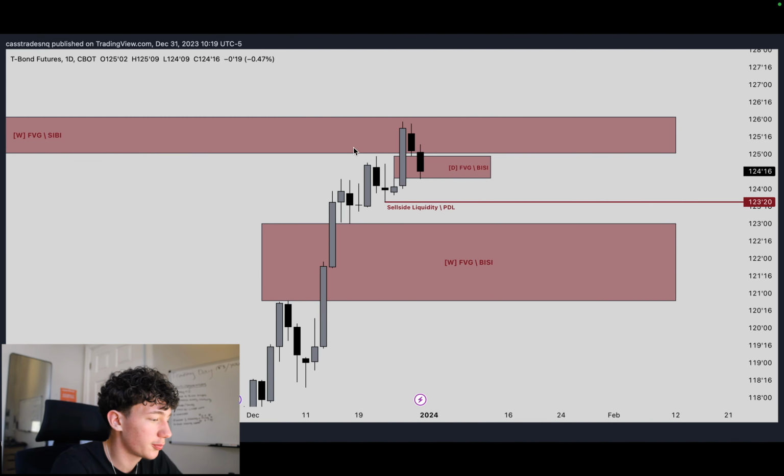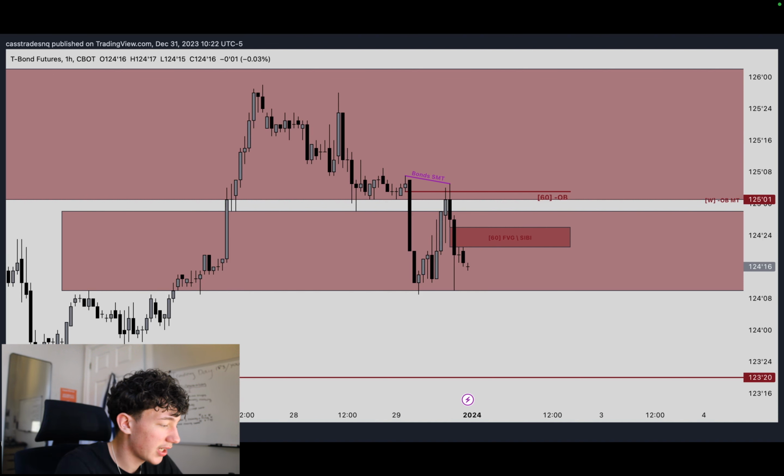Then everything levels transposed down to the daily chart. Then we have this BISI here that we're currently trading in and we've rejected, but I'm looking to see price close outside of that and come lower from here on a retracement. And this is part of the 20-day look back, sell side liquidity below this previous daily low. That's it.